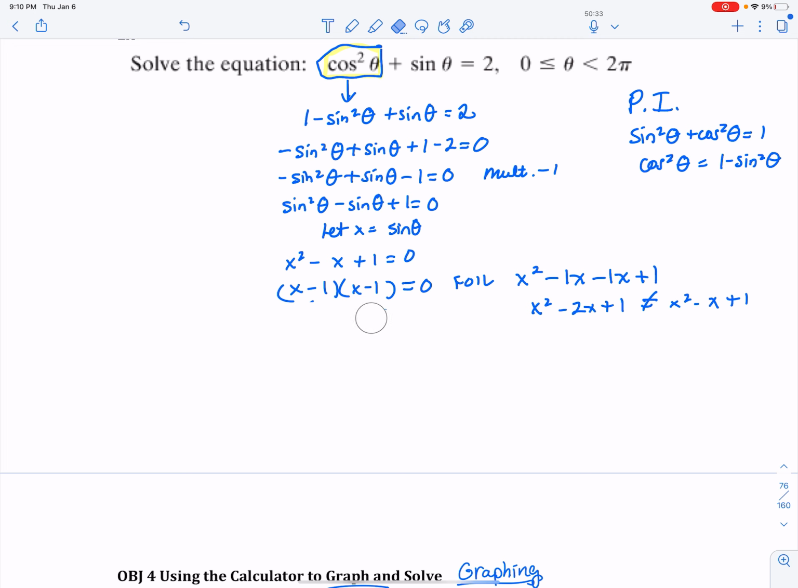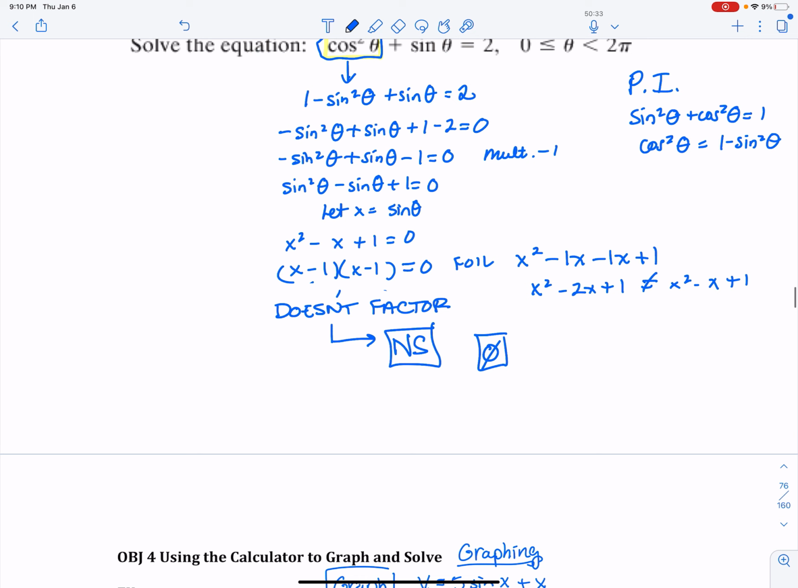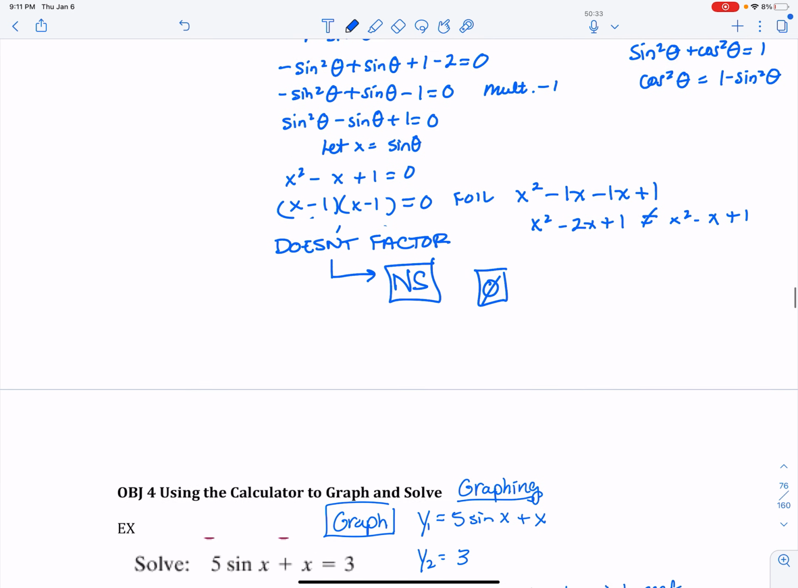And let me write that a little bit nicer. It doesn't factor. So when that happens, that means that there is no solution for this. Okay? So, by the way, that doesn't happen too often, but here's an example of it happening and what you do with that. Okay? So it's always good practice to FOIL out what you have to make sure to see if it works or not.